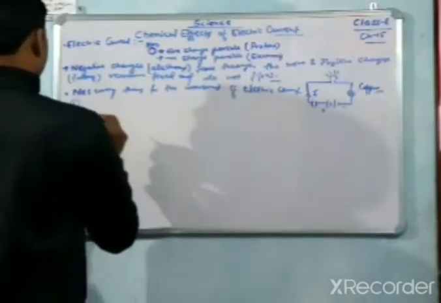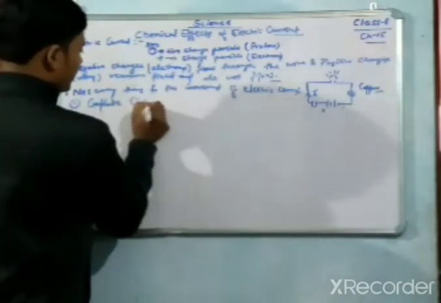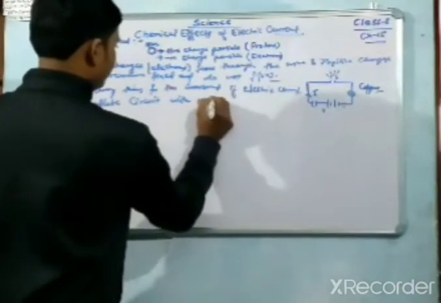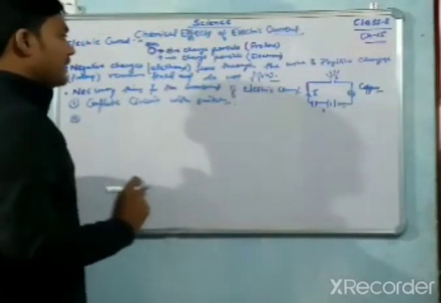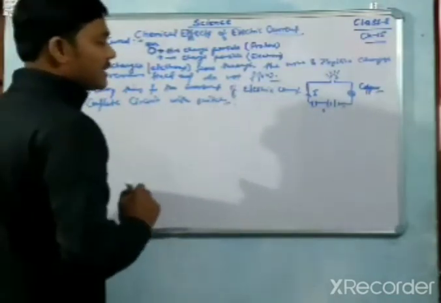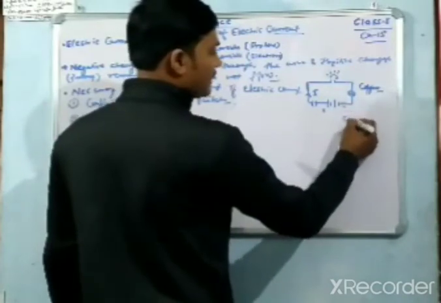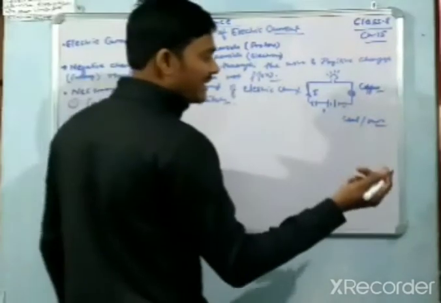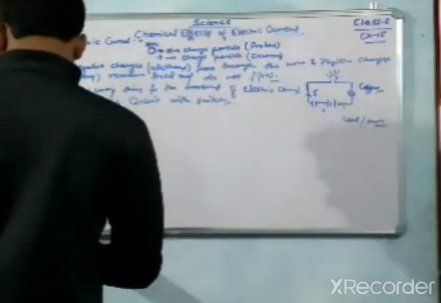Okay, so the first necessary thing is a complete circuit with a switch, and the second thing is a source of electromotive force. Whether it is a cell or a battery, it is okay, no issue. Cell is a unit and a group of cells is said to be a battery, so don't confuse them.